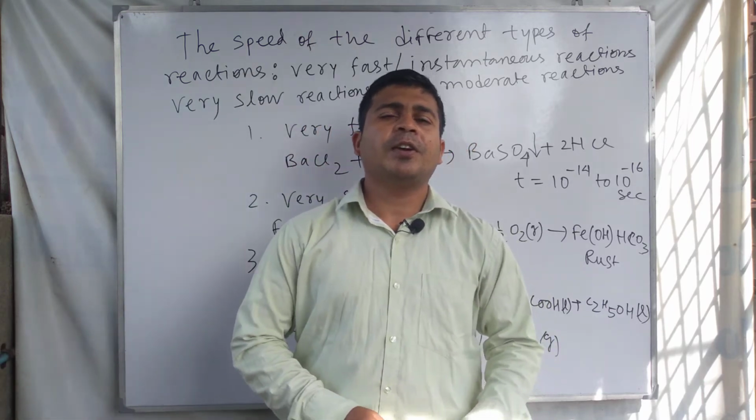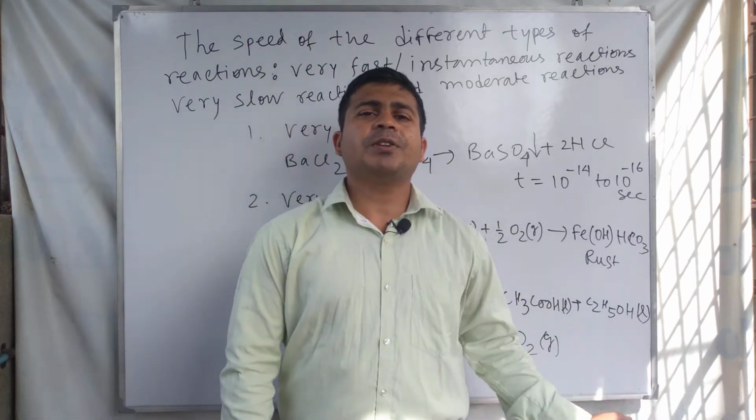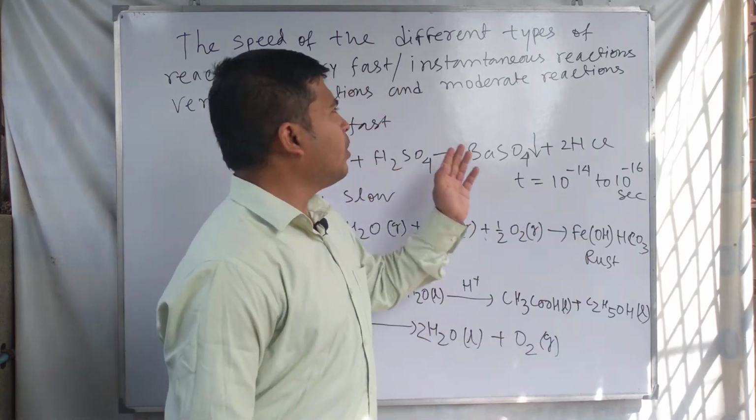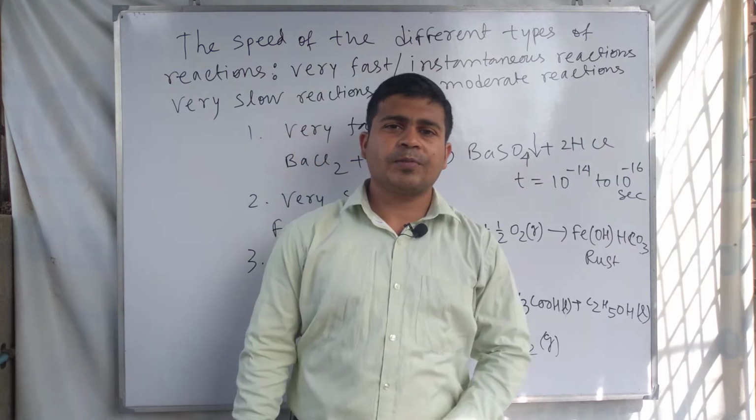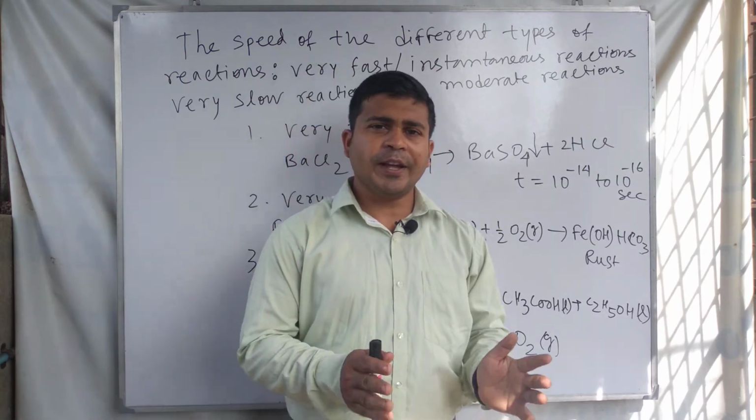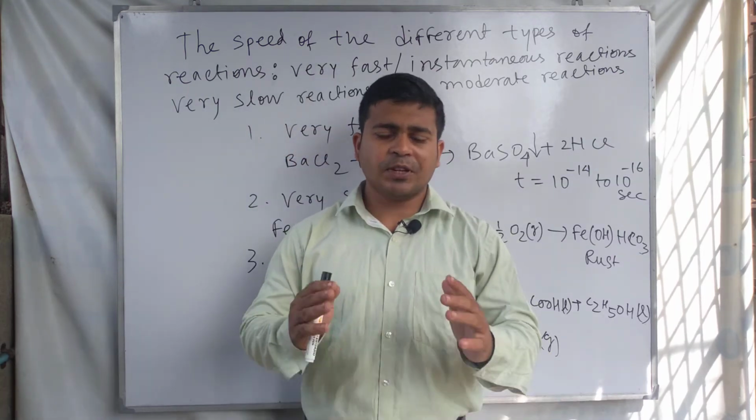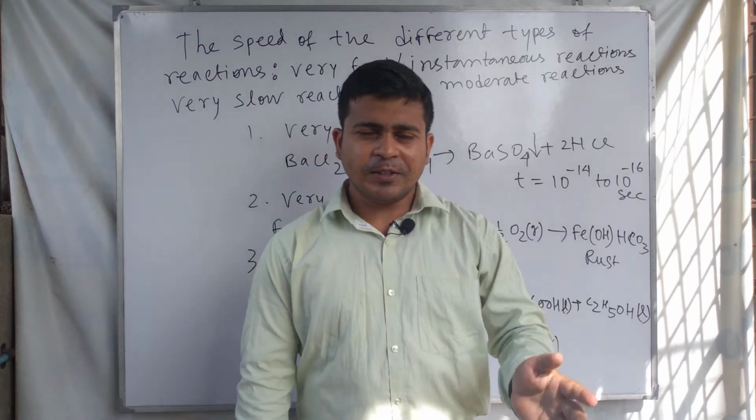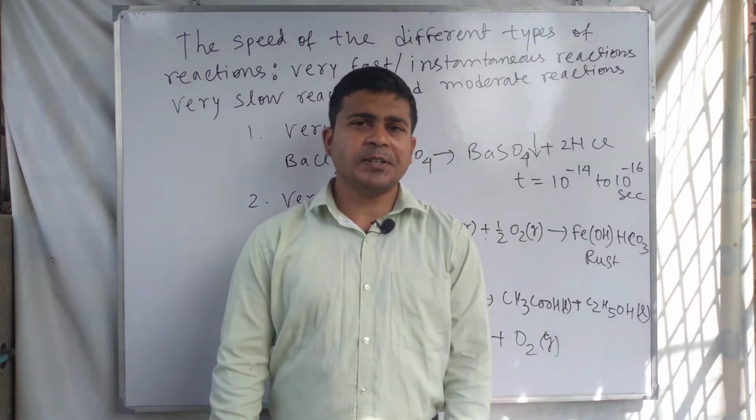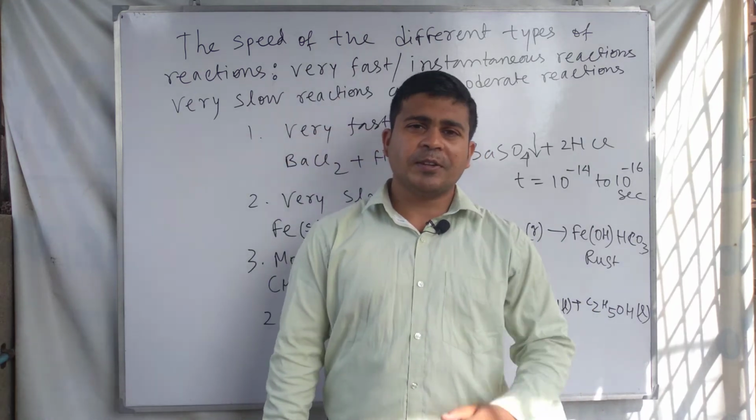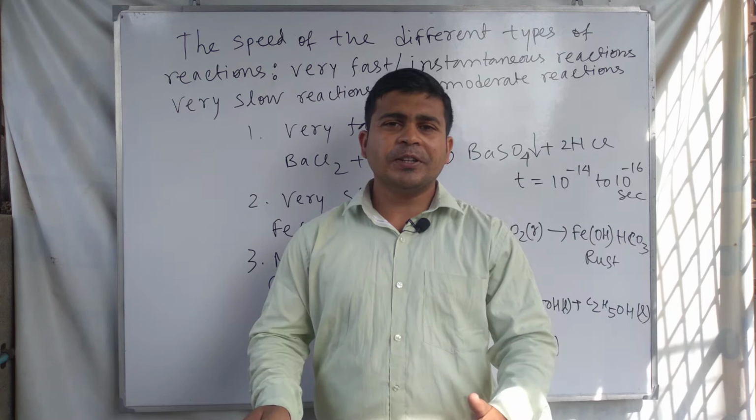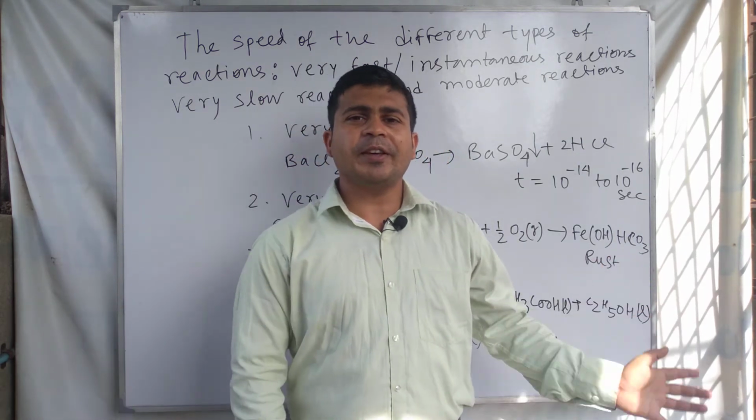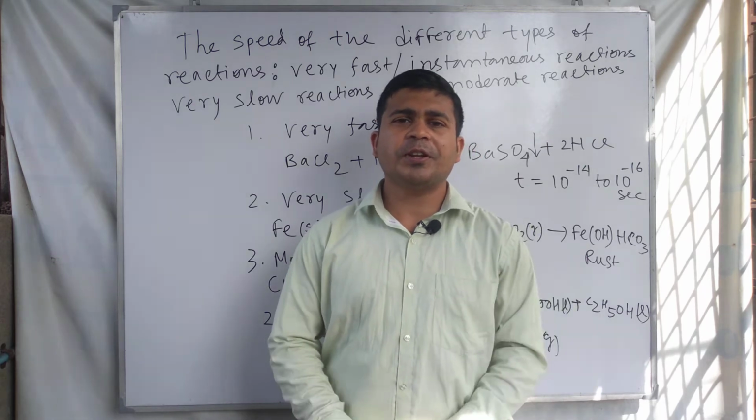These reactions are completed just in an instant, and they are also called instantaneous reactions, because on adding the reactants the reaction takes place, and for this reason we call them instantaneous reactions. In instantaneous and very fast reactions, the reaction takes place at the time of the addition of the reagent and reactant together. So this is an example of very fast or instantaneous reactions.